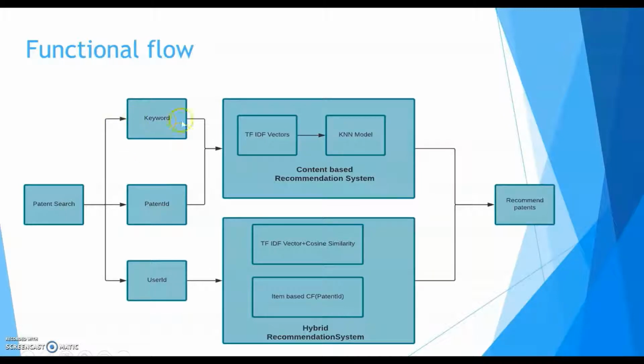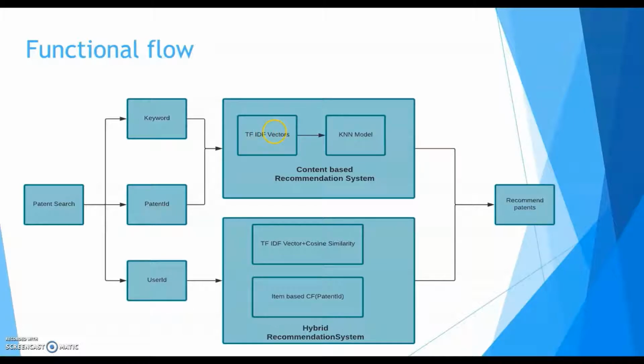So when a user provides a keyword, we first convert it into a TF-IDF vector and match it against all the TF-IDF vectors of the patents present in our dataset. If a user provides a patent ID, we first fetch the abstract of that patent ID, convert it into a TF-IDF vector, and then again match it with all the TF-IDF vectors of the patents present in our dataset.